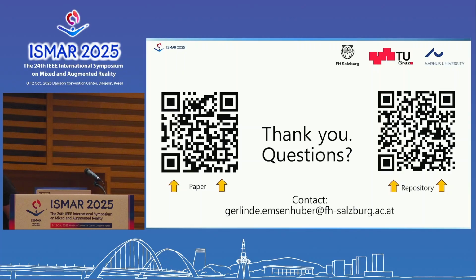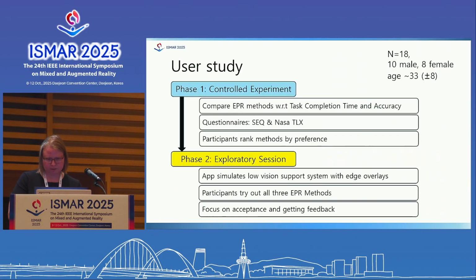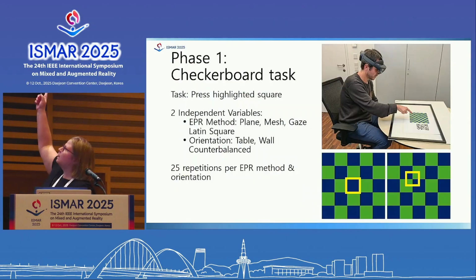So how do you evaluate the task completion time? Well, the users were sitting, and we measured essentially when we displayed the highlight on the HoloLens. Let's see if I can go back to that slide. You can see that there is a frame around the checkerboard here. That is a touch frame. We recorded the time when we displayed the highlight, and we recorded when there was a touch, and that was our task completion time.